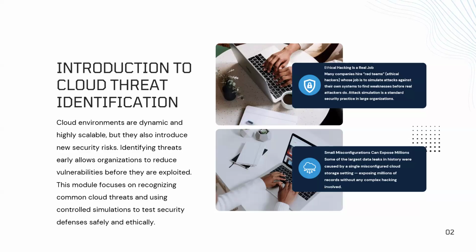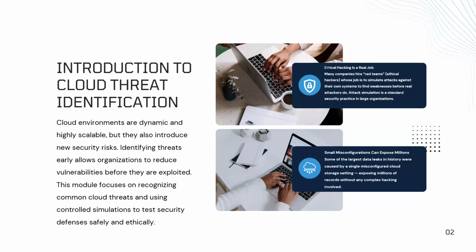So why is cloud different? Cloud environments are dynamic and highly scalable. That's great for business, but it also means that new resources spin up constantly. Maybe every new EC2 instance is a potential attack surface. Configuration changes happen frequently, which means there are more opportunities for mistakes. Multiple teams manage different parts, which creates coordination gaps. Then there is shared infrastructure, which means you are on the same physical hardware as other customers.